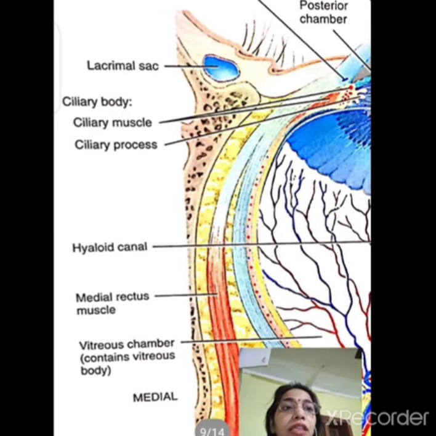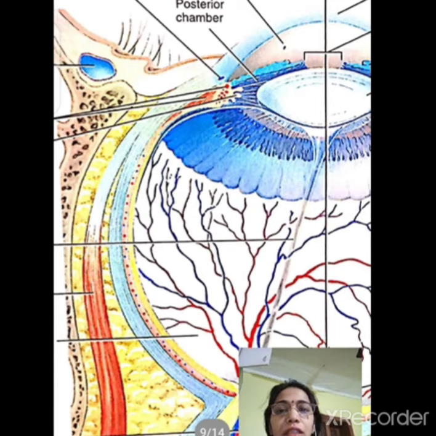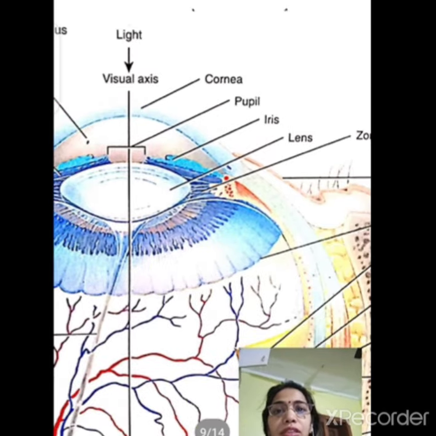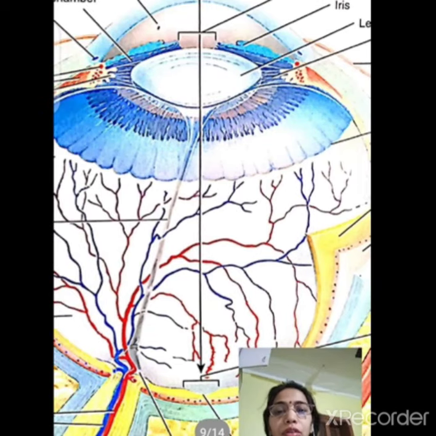Then there is the vascular tunic, the inner one where the blood vessels are present, and the next is the retina, where the images are formed. That is called the retina.